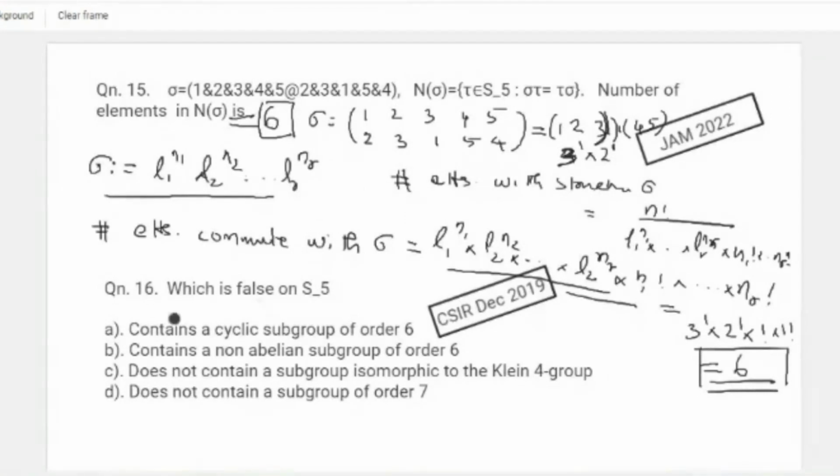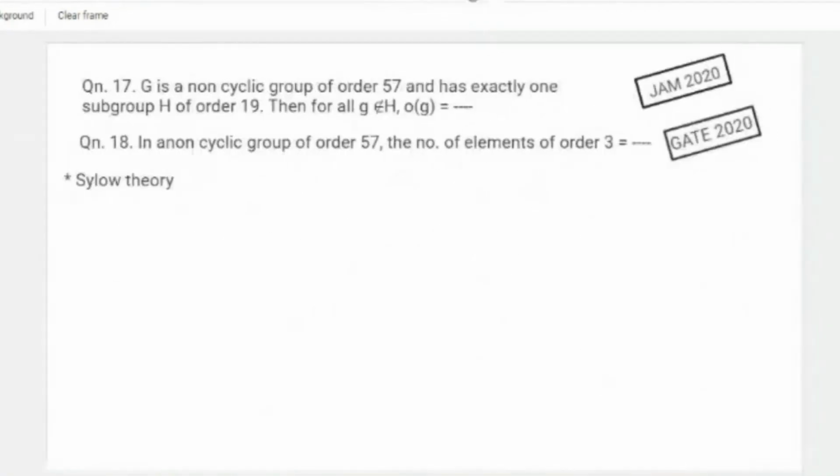Okay. Now, which is false on S5? Question 16. I think I will skip this question because the same kind of arguments we have to use there. So I skip question 16.